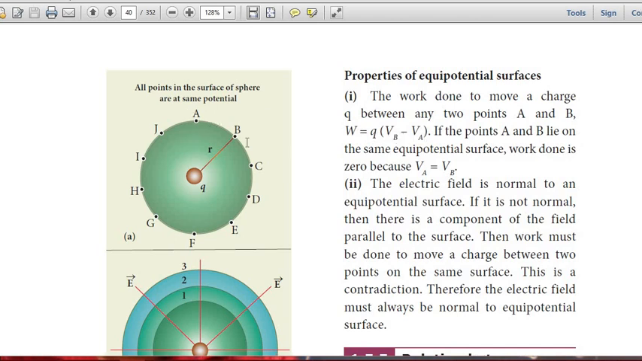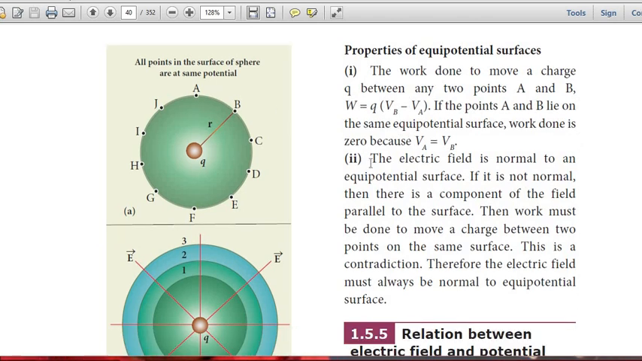If point A and point B lie on the equipotential surface, work done is 0, because VA is equal to VB on an equipotential surface. The equation becomes work done is equal to 0. At that place, no work is done.